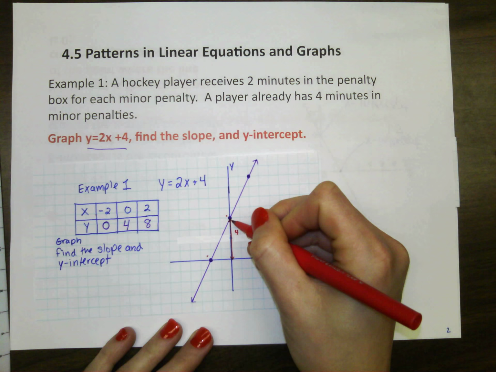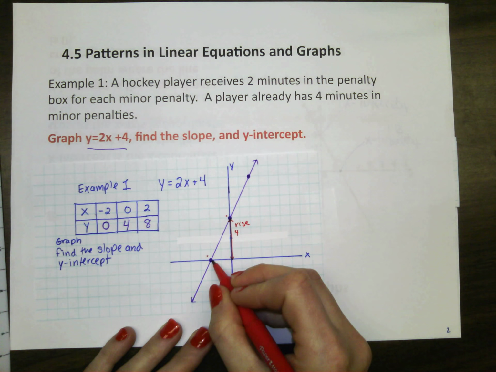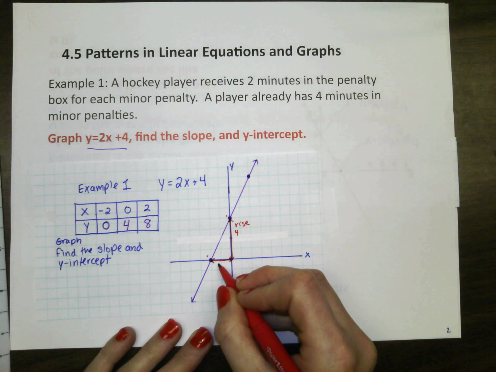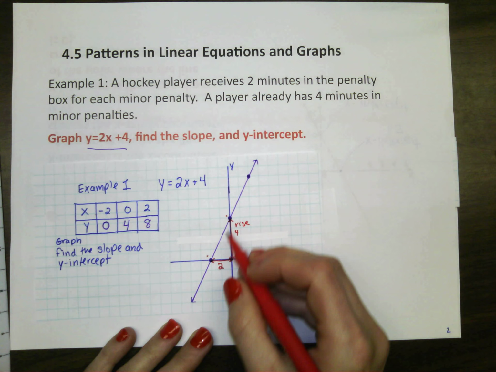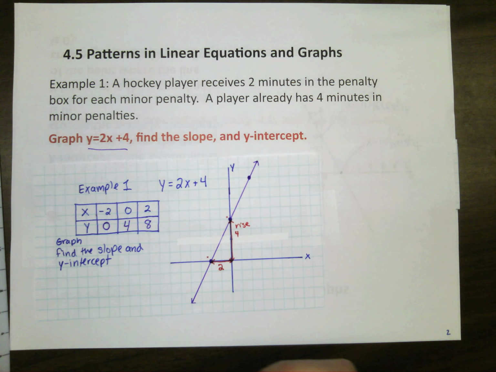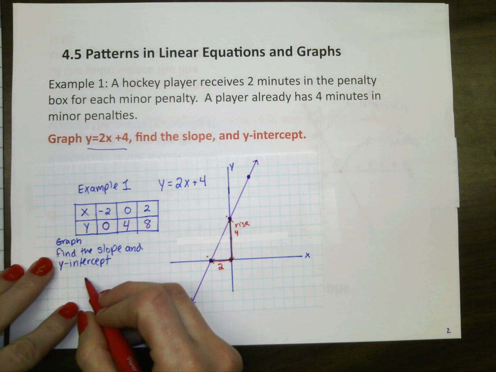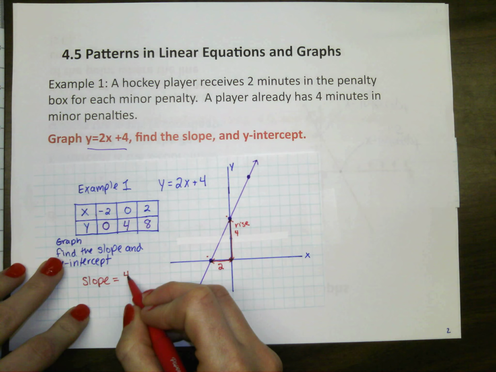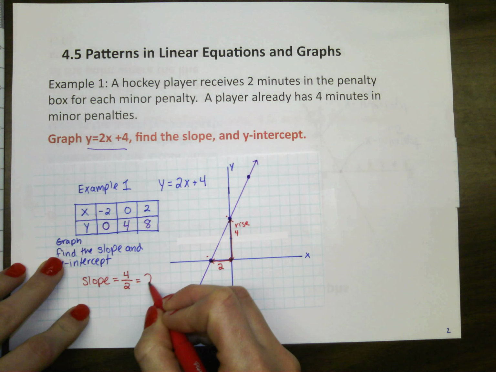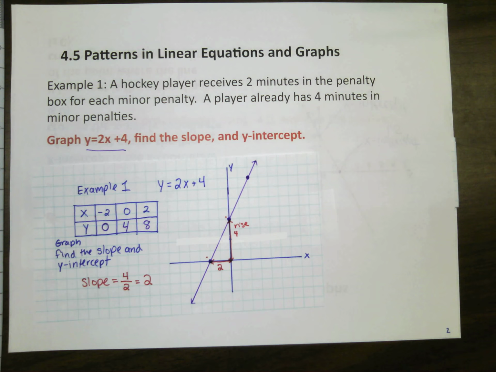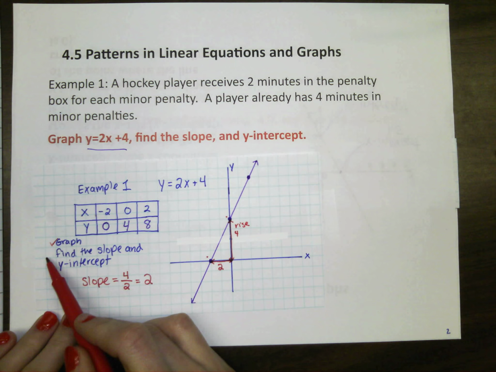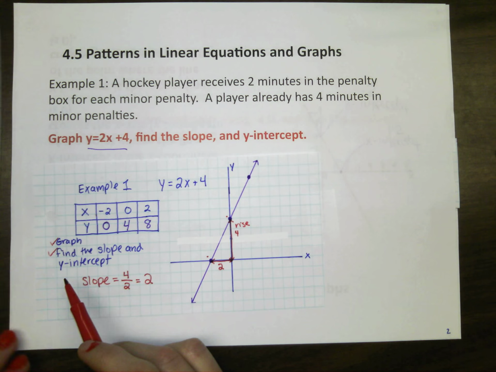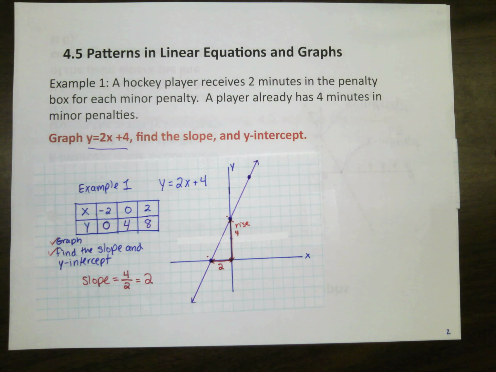So our rise, I'm going to assume I'm going from this point to this point. Our rise is going to be 4 from here to here. And our run is going to be 2. They're both positive because it's going to the right and up. So in this case, our slope is equal to the rise over the run, 4 divided by 2, which equals 2.